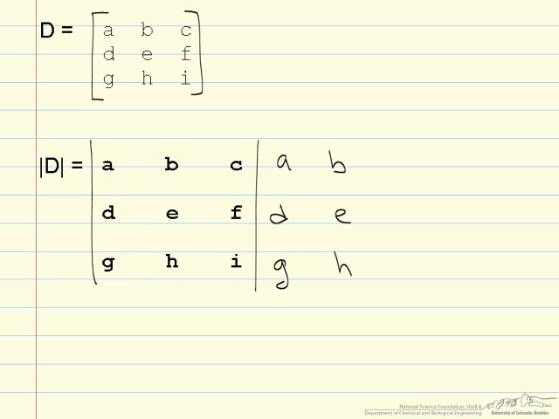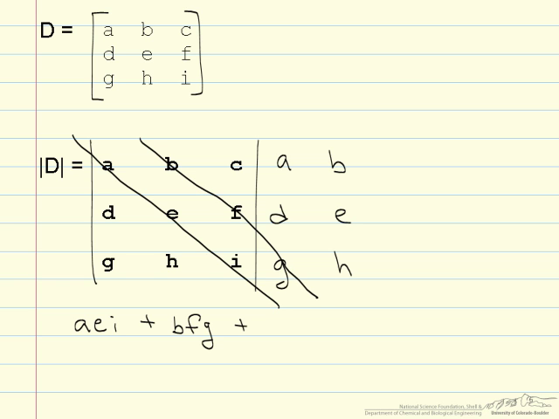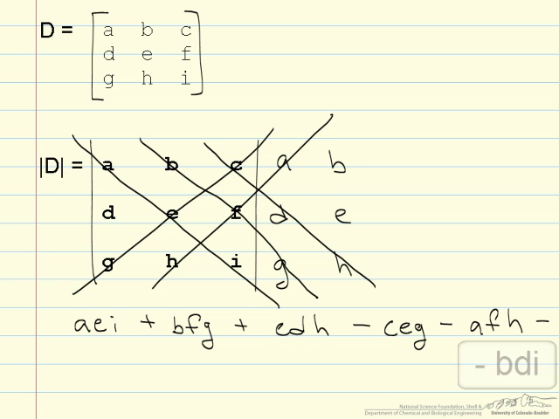Now what I do is I go in one direction all the way first. So A, E, I all multiplied together, and then add to it the next diagonal, B, F, G, and add to it the third diagonal of C, D, H, then subtract C, E, G, subtract A, F, H, and subtract B, D, I. And the number that this returns is your determinant. If the determinant equals 0, that means that there is no unique solution and the matrix is a singular matrix.